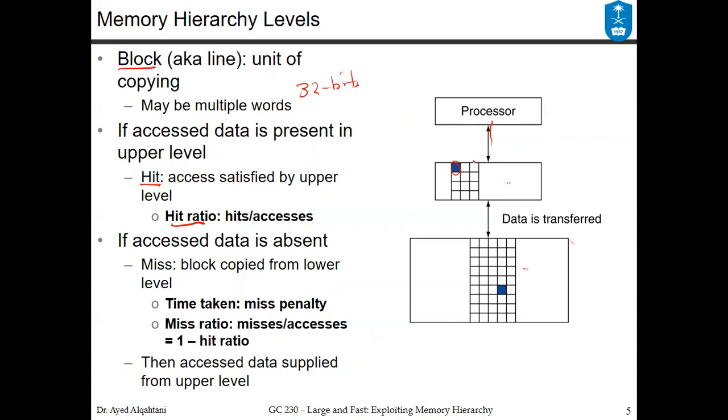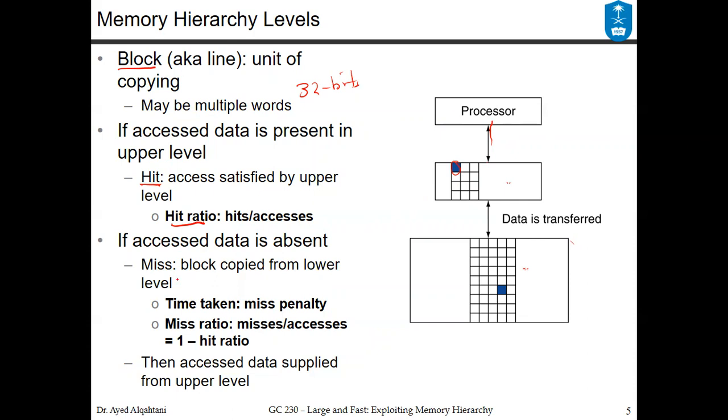So the processor will have many accesses. Some of them will be hits, some of them are misses. Among all the accesses, you take the hits and you divide it by the total number of accesses to get the hit ratio. Now, if the accessed data is absent, it's not there, now we have a miss.